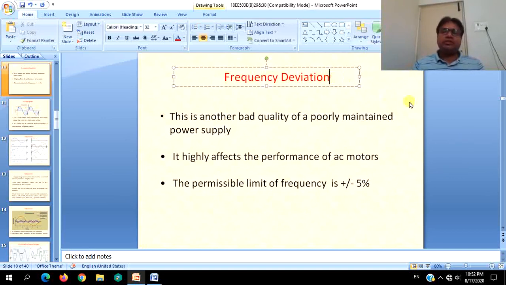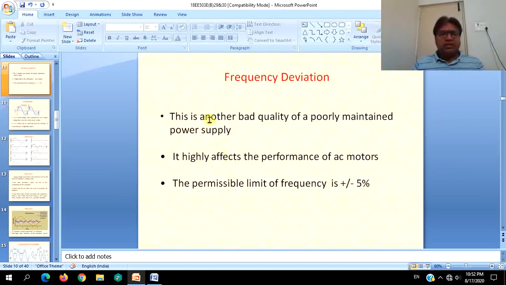Next is frequency deviation. This is another bad quality of a poorly maintained power supply. It highly affects the performance of AC motors, single phase or three phase. The permissible limit for proper frequency is plus or minus 5% only, for any AC drive to be operated satisfactorily, that is AC motors.